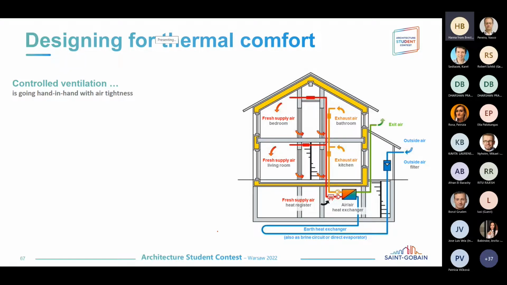And one way to do that is through natural ventilation. But natural ventilation means that you have a lot of uncertainty about the quantity of air that you get inside, and I'll show you some graphs. And also, you are not able to control the heat that you lose.